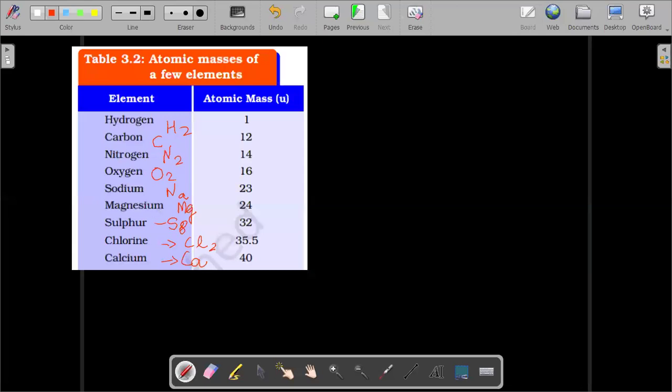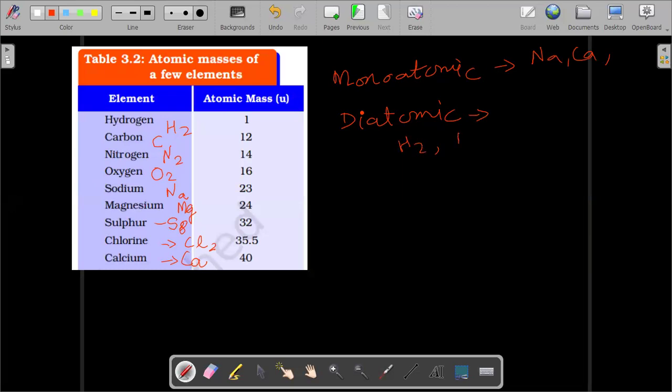So you observe that some of the elements exist in groups. Hydrogen exists as 2 atoms combined together. Nitrogen exists as 2 atoms combined together. Oxygen also. Those which exist as 2 atoms combined together are called diatomic. So they are classified as monoatomic and diatomic. Monoatomic means they consist of a single atom, like sodium, calcium, all the metals. Diatomic means two atoms are combined together, like hydrogen H2, nitrogen N2, oxygen O2.